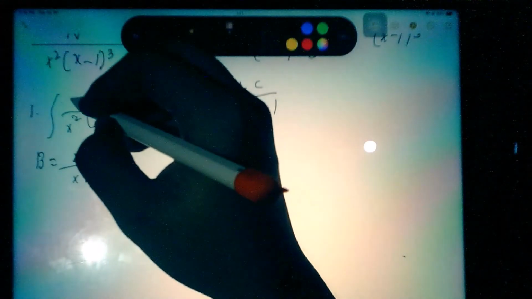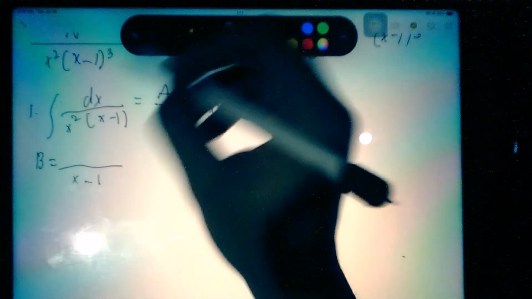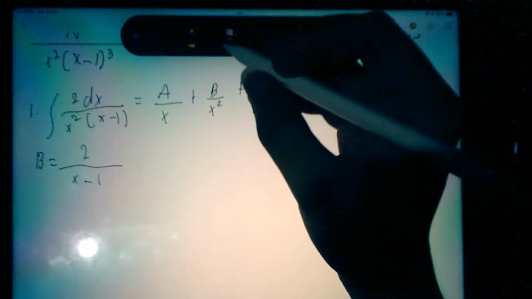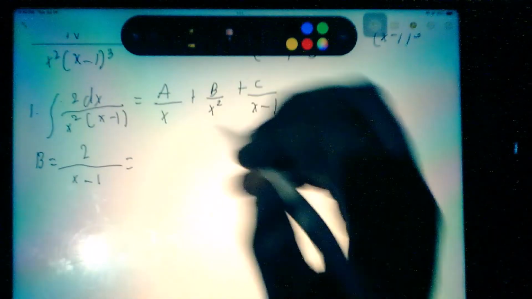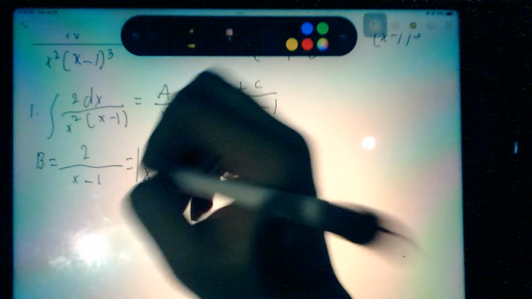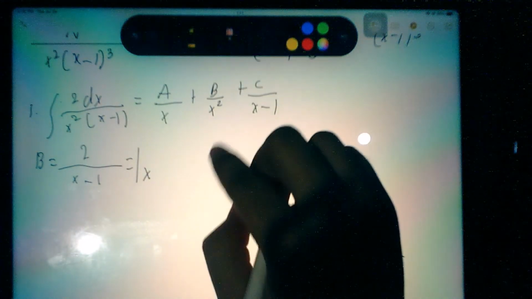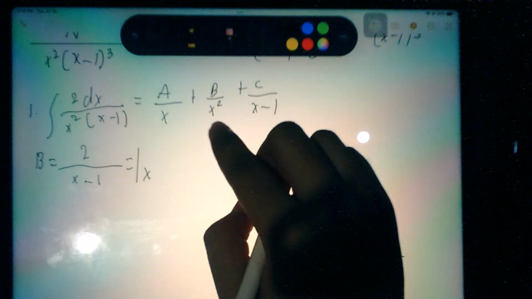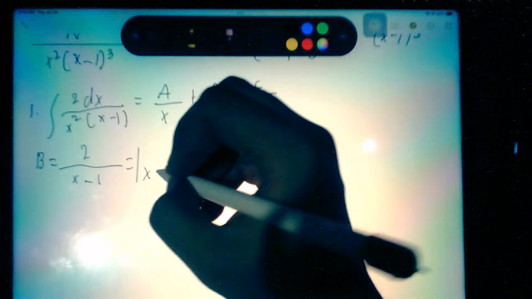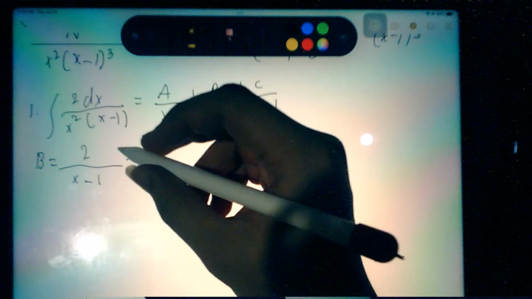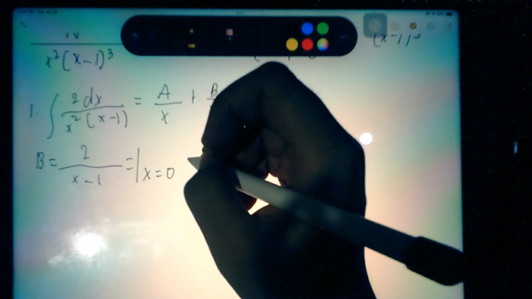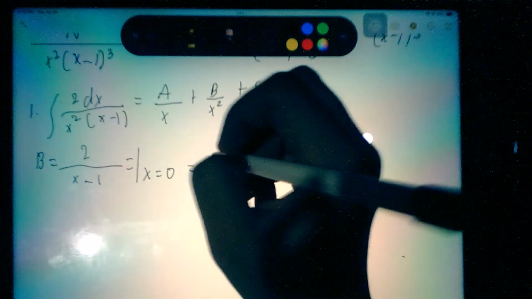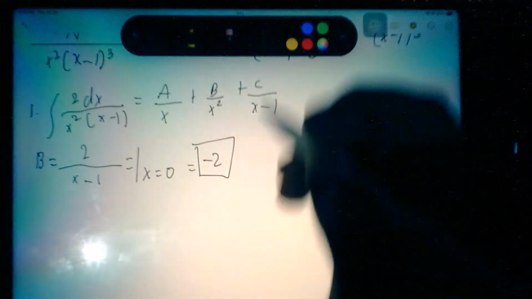Oh, let's change our problem. This will become 2 dx over x squared times x minus 1. So looking at our equation here, b must be equal to 0. So what value becomes 0? So this is equal to 0. So 2 over negative 1 is just negative 2, equals negative 2. This is our value for our letter B.